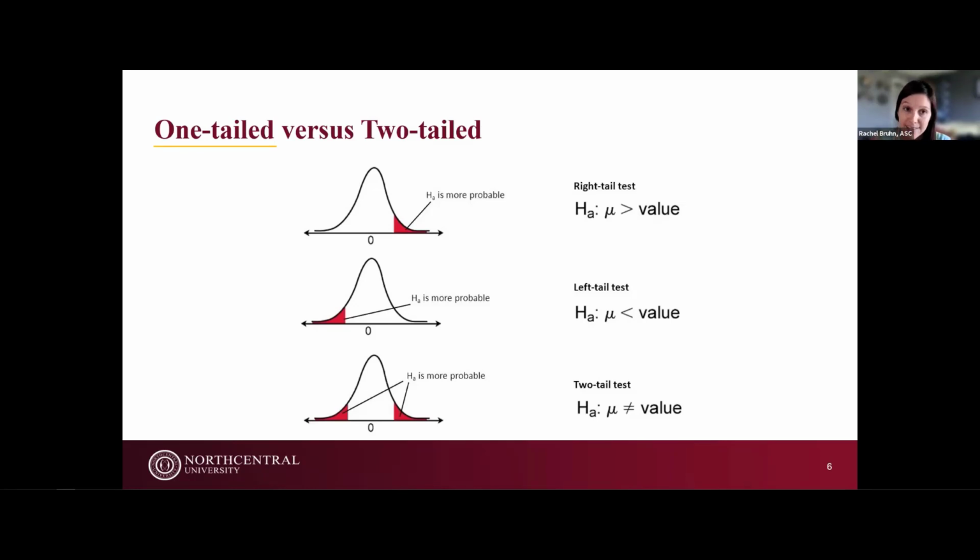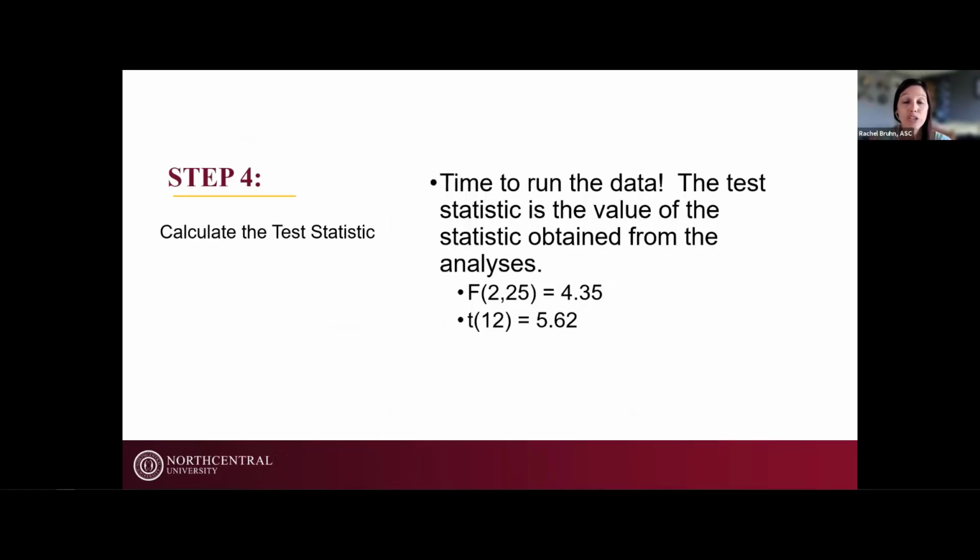So if that's the case, if my p-value falls into this tail, then I would be able to reject my null hypothesis. That means that the data is significant. It supports my alternative hypothesis, which leads into step 4. So step 4 is actually calculating your test statistic, or in SPSS terms, plug in the data and run the test. So again, this is very specific to what test you're conducting.